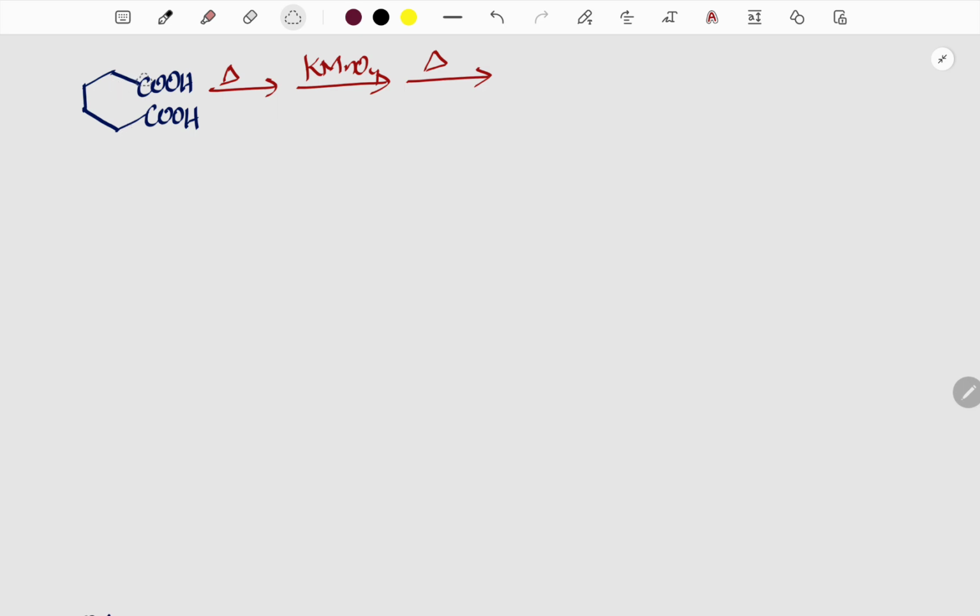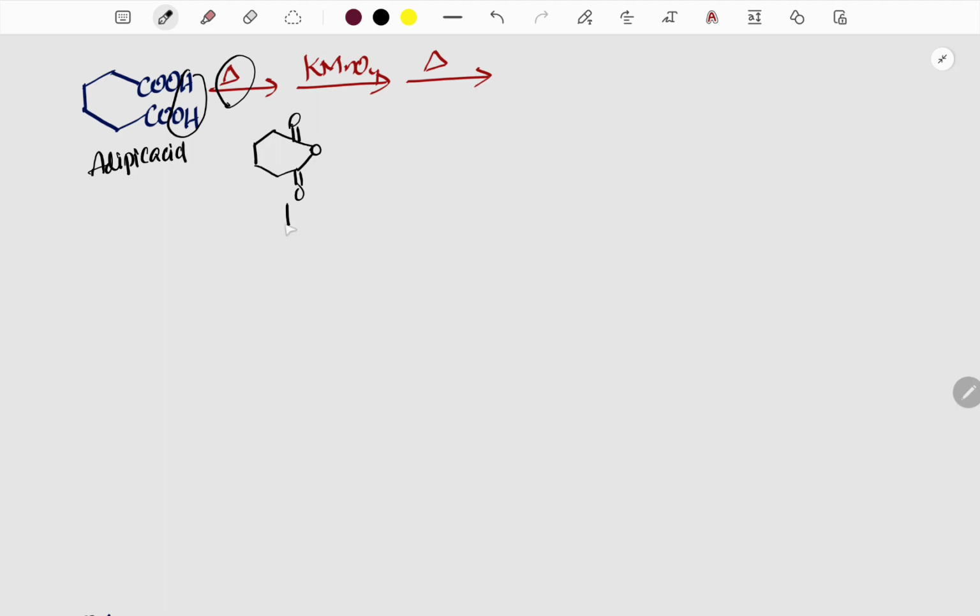With 4 carbons. So if 2 carbons carboxylic acid is oxalic, 3 carbons malonic, 4 carbons succinic, 5 carbons glutaric, 6 carbons adipic. So this compound name is adipic acid. When adipic acid is heated, initially dehydration takes place and forms the corresponding 7-membered anhydride.